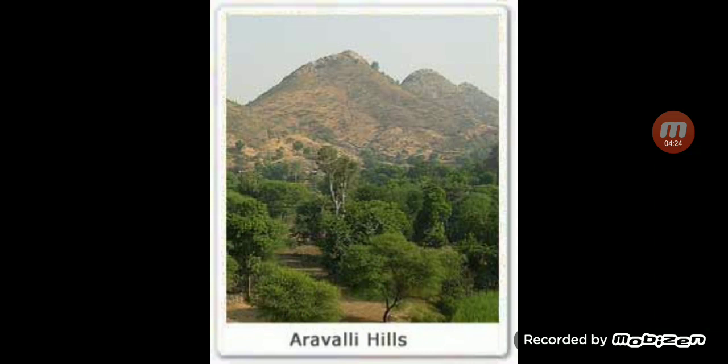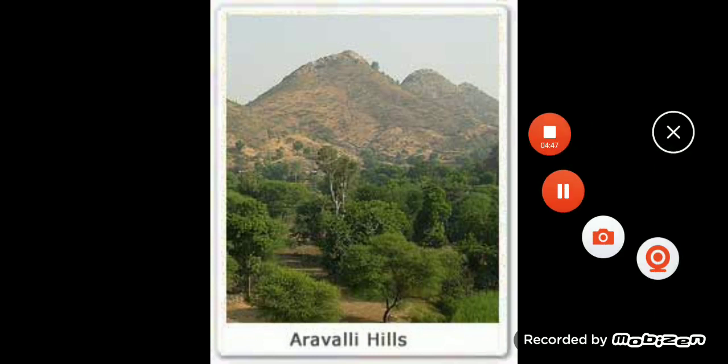Old fold mountains. The fold mountains that have formed much earlier are called old fold mountains. These mountains are low, have gradual slopes and rounded peaks. The Aravalli, as shown in the picture, the Ural and the Appalachian are examples of old fold mountains.